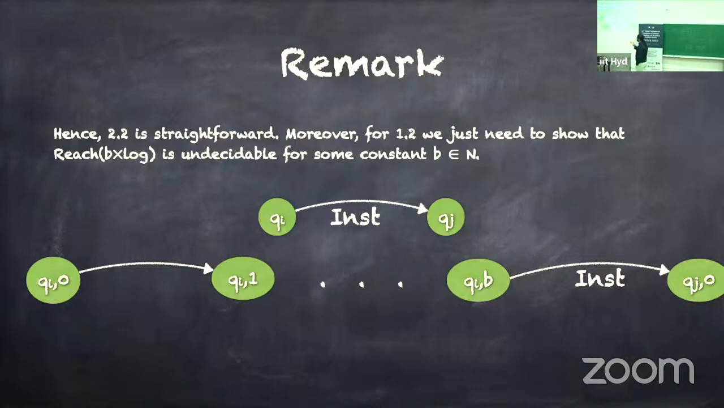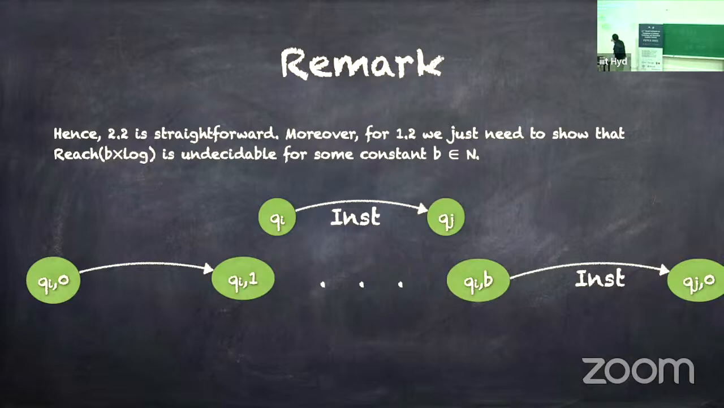So hence 2.2 is straightforward. So this also holds for VASes. If you have a linear VAS, any VAS is an n reversal bounded VAS. That was clear, right? Now, if you have an n reversal bounded VAS, that could be simulated by an n by c reversal bounded VAS for any c, and hence you get Ackermann hard complexity for this class of functions.